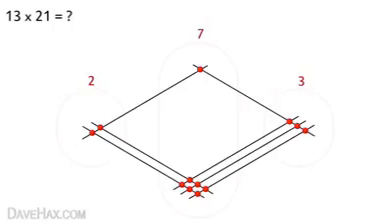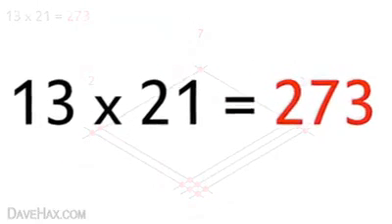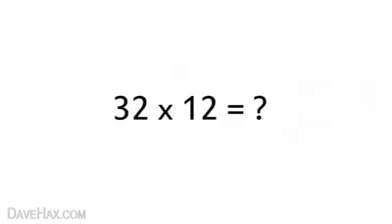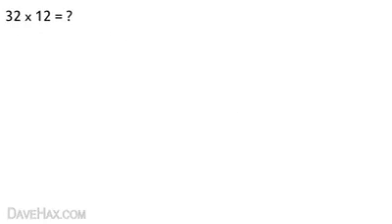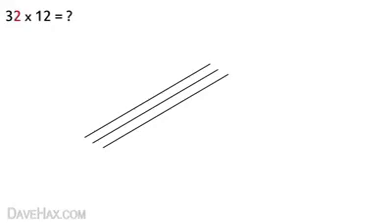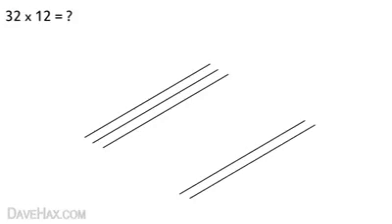And that gives us our answer. 13 times 21 is 273. Pretty cool, huh? So here's another quick example. 32 times 12. The first digit of the first number is 3, so we draw 3 lines here. The next number is 2, so draw 2 lines here. Then we have the multiplication sign, and the next number is 1, so draw 1 line from here to here.